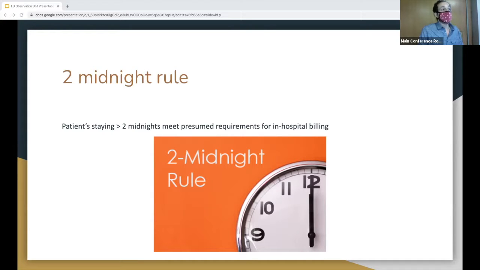this is not all-encompassing. So if patients leave AMA, or they die, or they're transferred, this 2 midnight rule is not necessarily counted against the hospital, but it does help the auditors look at this.